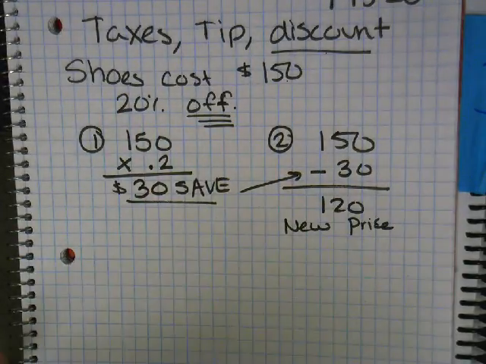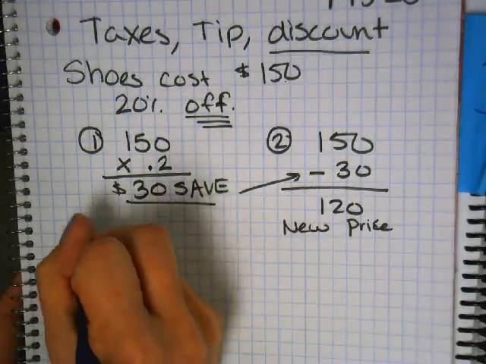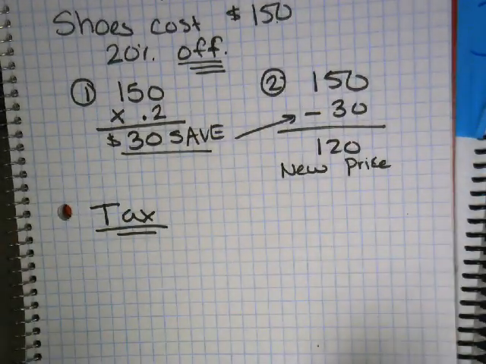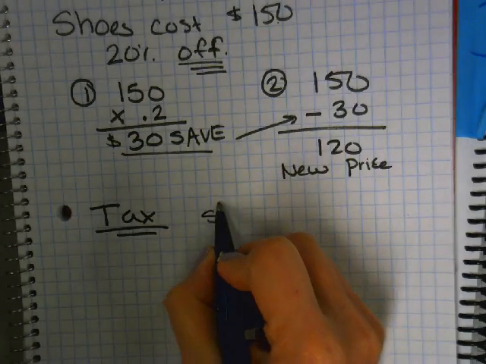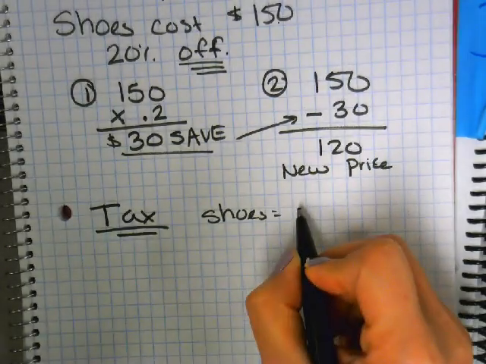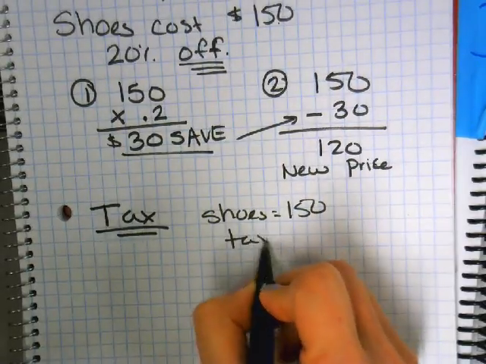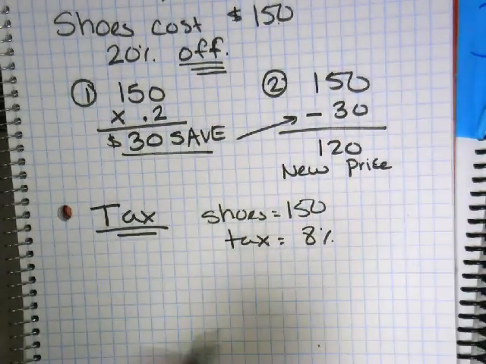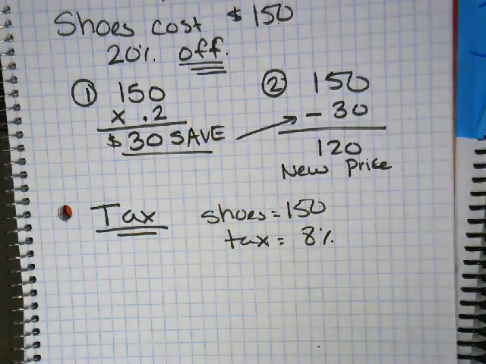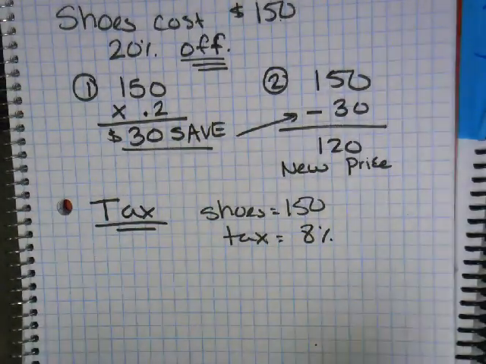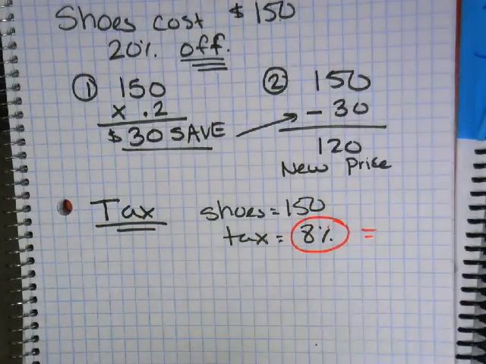All right, now let's review taxes. All right, for taxes, again, we're going to do the same thing. Shoes cost, let's do 150, okay? The tax is going to be 8%, okay?